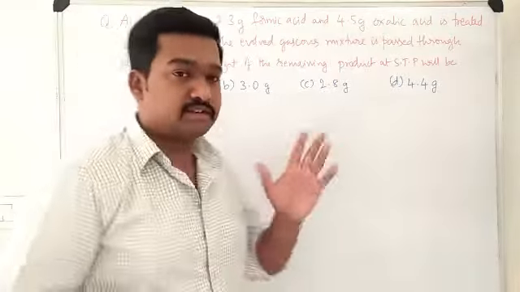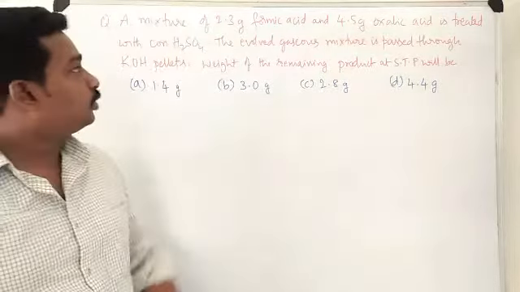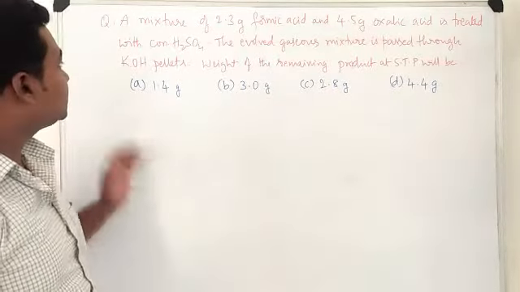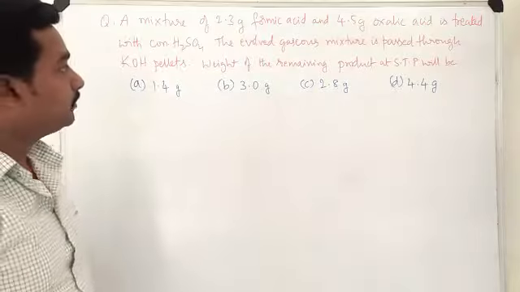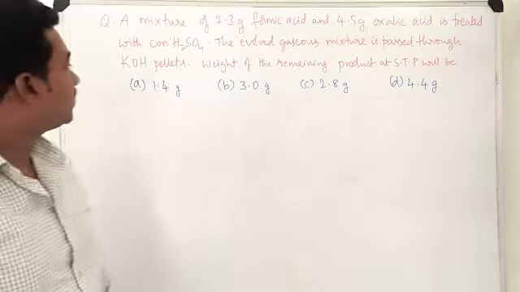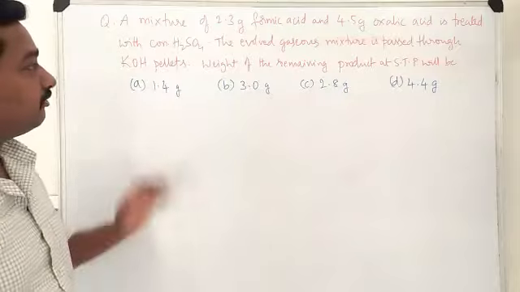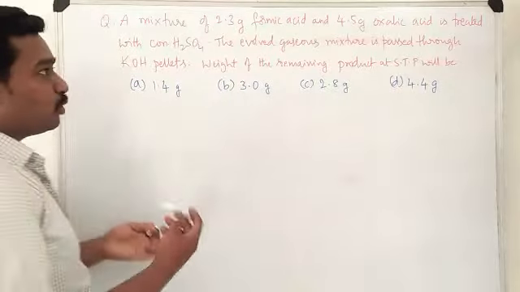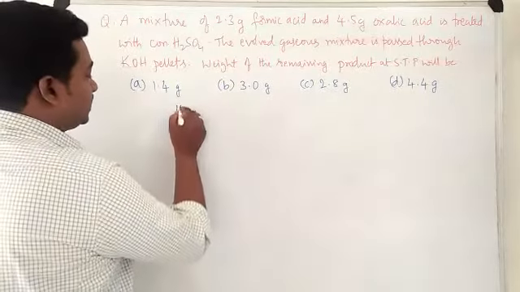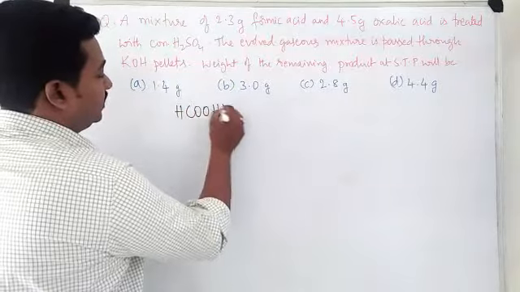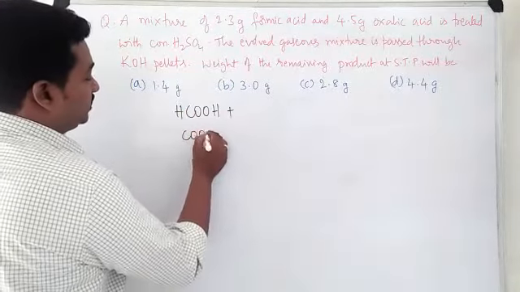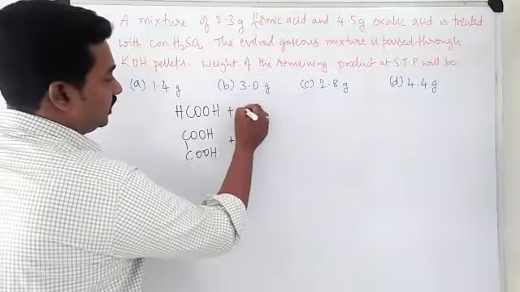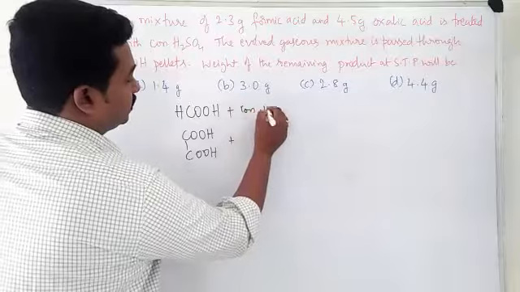So this is our next question. A mixture of 2.3 gram formic acid and 4.5 gram oxalic acid is treated with concentrated H2SO4. The evolved gaseous mixture is passed through KOH pellets. Weight of the remaining product at STP will be. Okay. Let us first see what happens when these two acids, that is formic acid and oxalic acid, COOH, are treated with concentrated H2SO4.